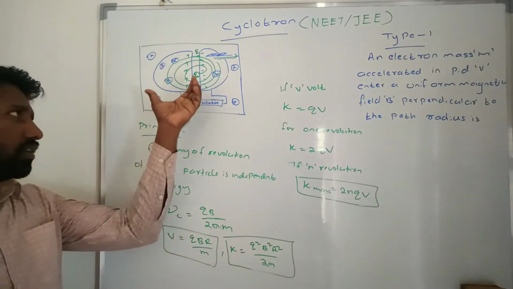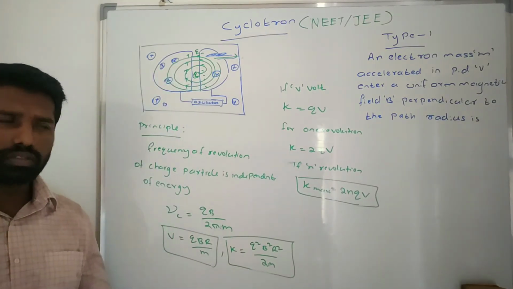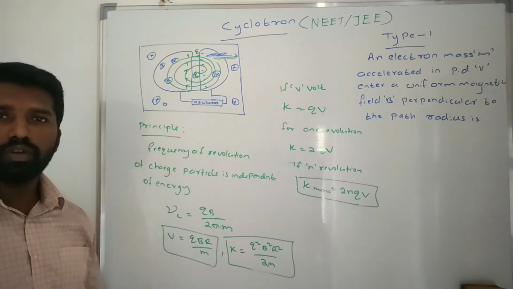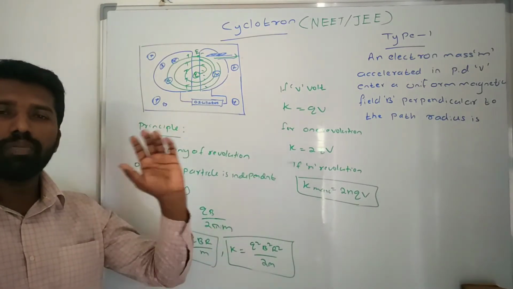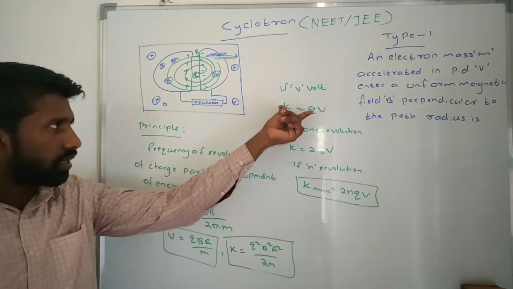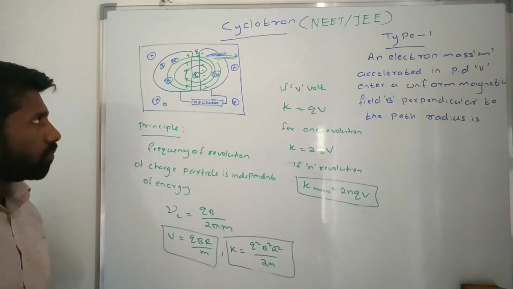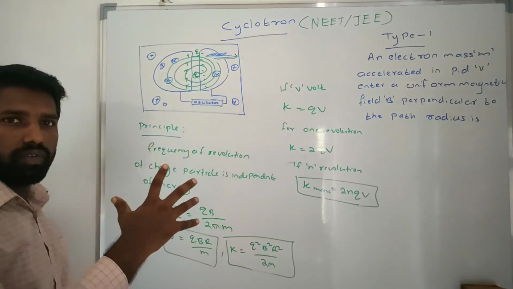This device is a very simple construction. This is the basic idea: if a charged particle is moving in an electric field, it will be accelerated, so it will get kinetic energy qV. Then, by using this magnetic field, what happened?